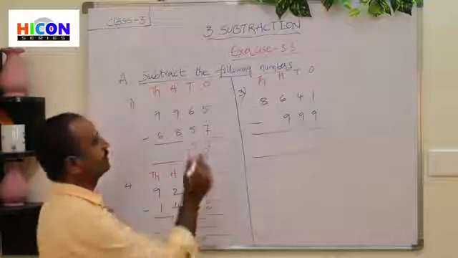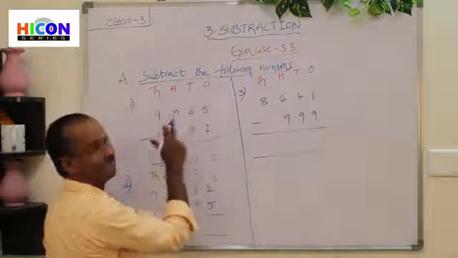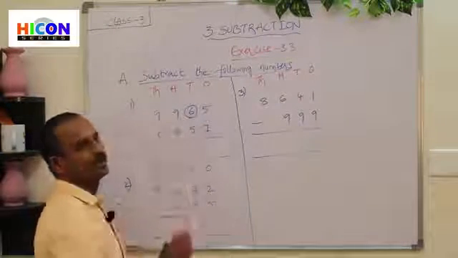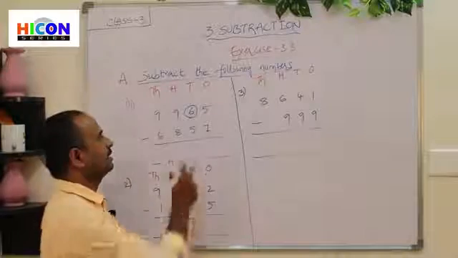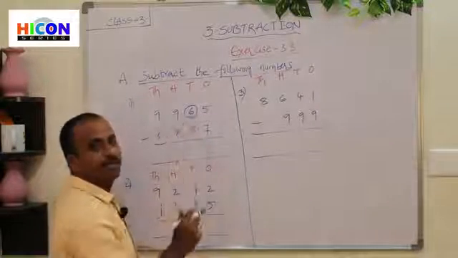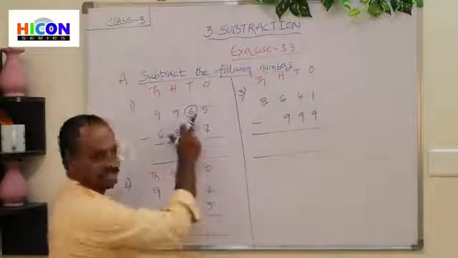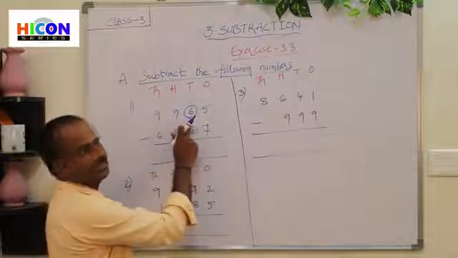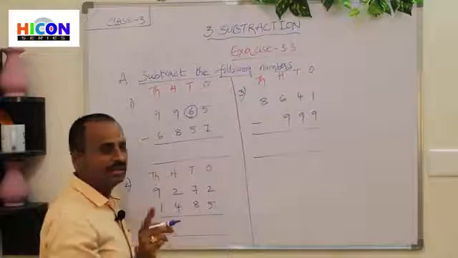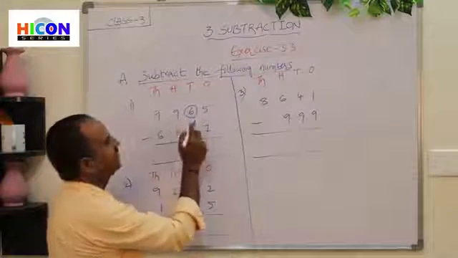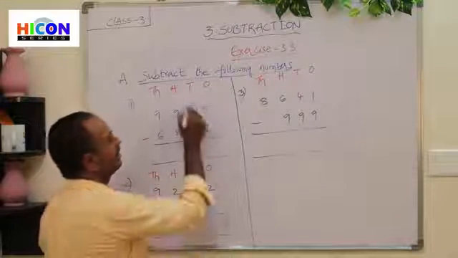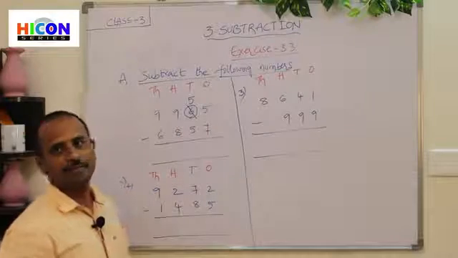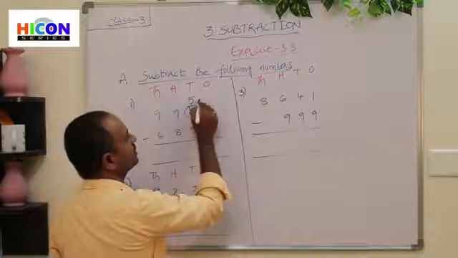What is the previous place? Tens place. What is the digit present in the tens place? 6. That means there are 6 tens present in the first number. Borrow 1 ten from these 6 tens. Then there will be how many tens? Then there will be 5 tens. So write 5 here and carry that 1 ten to the ones place.